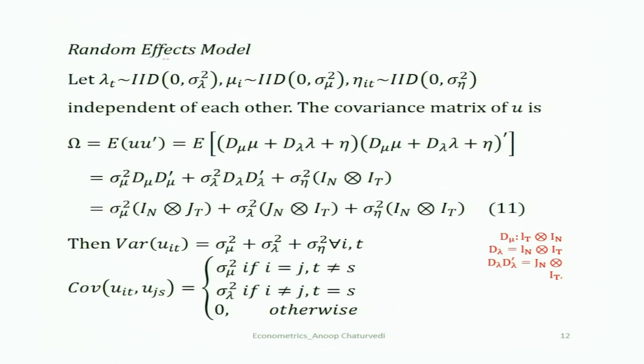Now we consider the random effects model. So we assume that lambda t's are iid having mean 0 and variance sigma square lambda, mu i's are iid having mean 0 and variance sigma square mu, and eta I t's are also iid having mean 0 and variance sigma square eta. We also assume that lambda t's, mu i's and eta I t's are independent of each other.